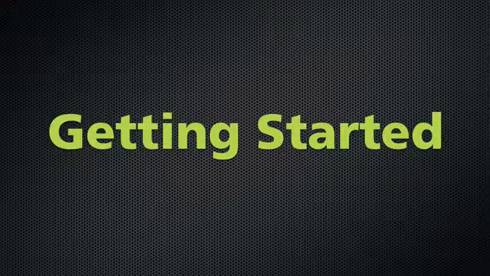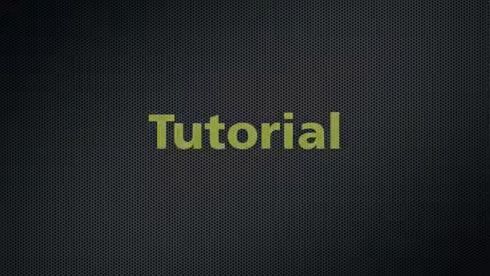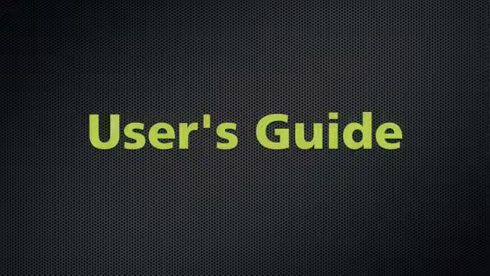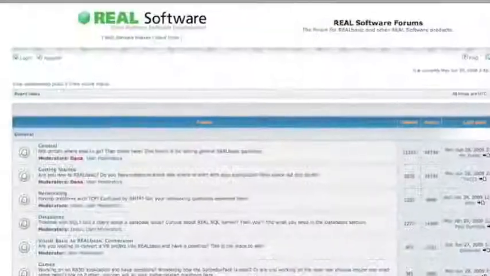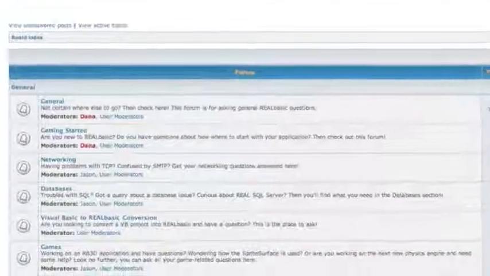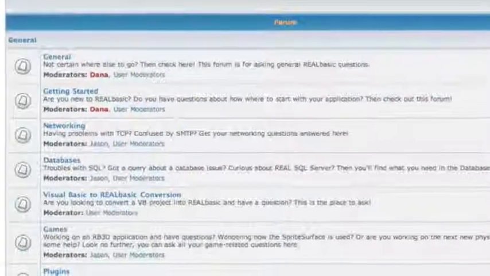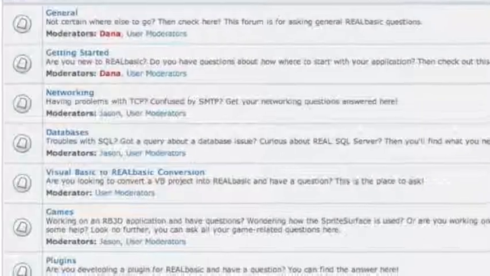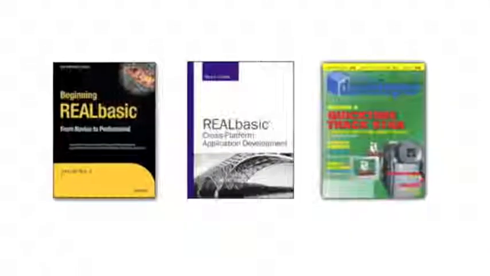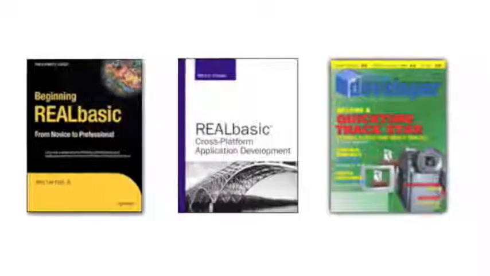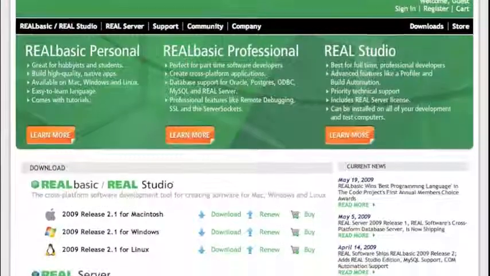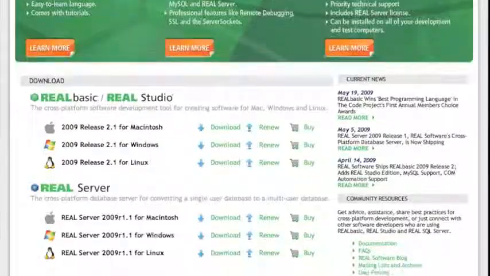There are a lot of ways to learn more about programming in RealBasic. Check out the Getting Started page and the tutorial. You'll find them on the Help menu. And take a look through the user's guide and the language reference as well. We also have a very active user community which you can learn from via our online forum and mailing lists. There are books about RealBasic and a magazine as well, so there are many ways to learn more about RealBasic. Make sure you explore our website too. It's got lots of good information.